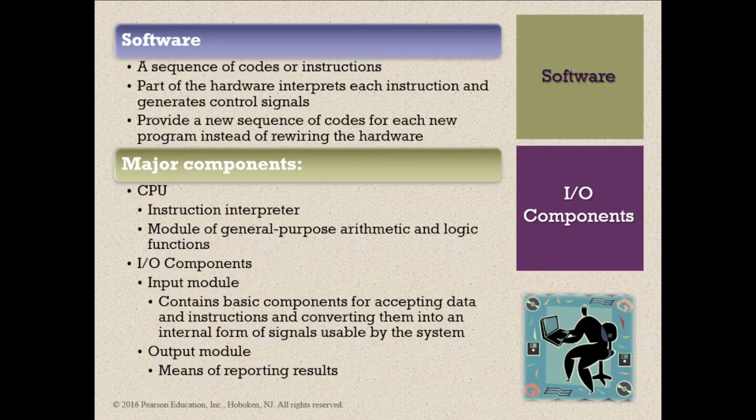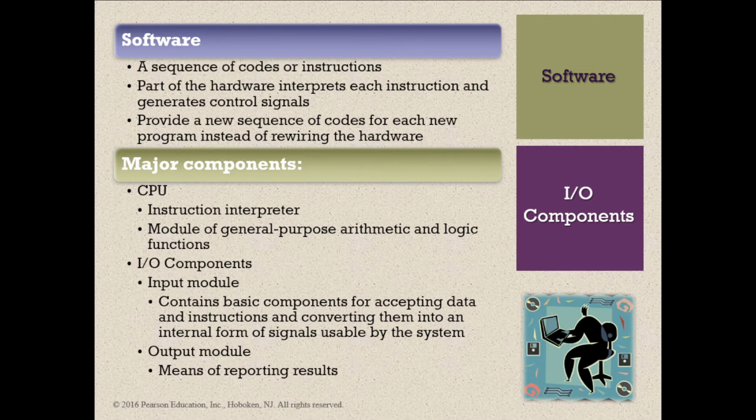So next, let's talk about software and input-output components. Because of 3.1b, programming is now much easier. Instead of rewiring the hardware for each new program, all we need to do is provide a new sequence of codes. Each code is, in effect, an instruction, and part of the hardware interprets each instruction and generates control signals. To distinguish this, this new method of programming, a sequence of codes for instructions, is called software.